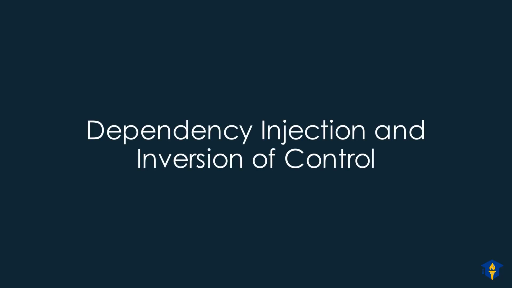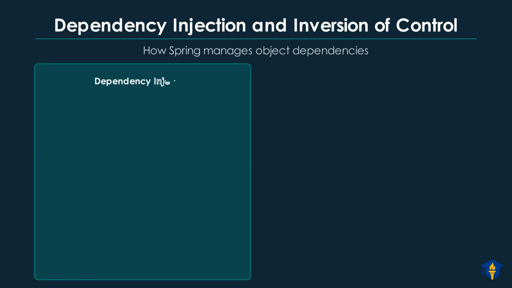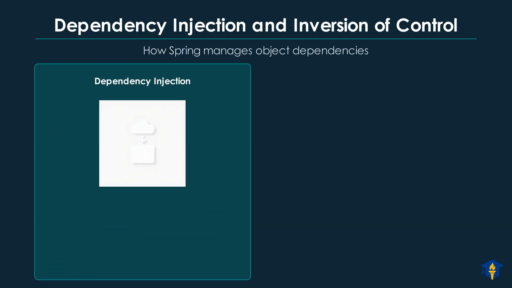Today, we will delve into dependency injection and inversion of control, fundamental Spring concepts. We will explore how Spring efficiently manages the dependencies between various objects in your application. Dependency injection is a design pattern where a class receives its required dependencies from an external source. This means that a class does not create its own dependencies, but rather receives them.